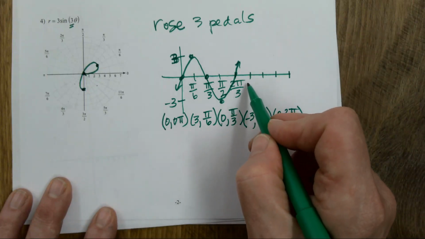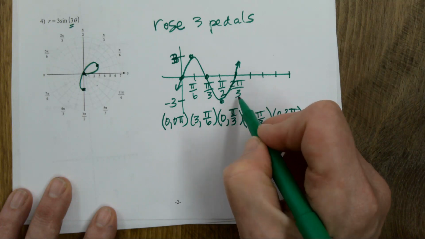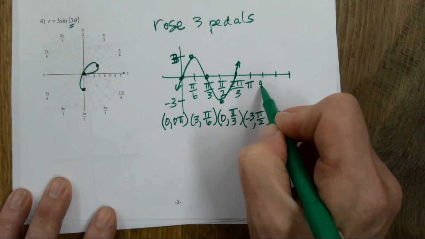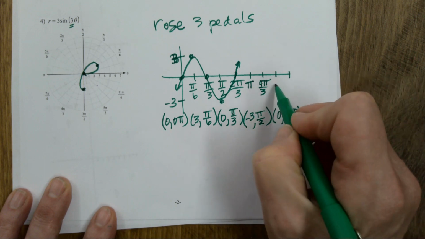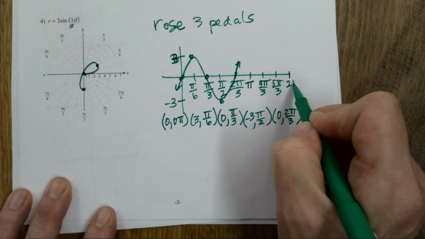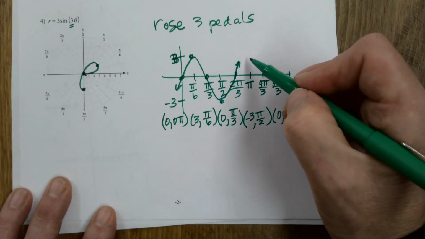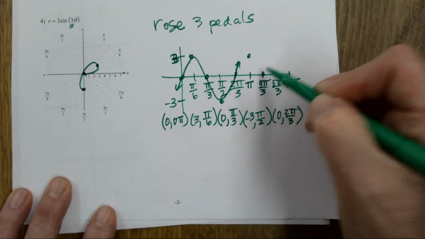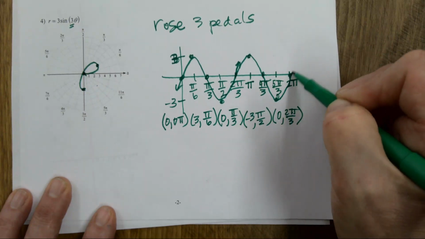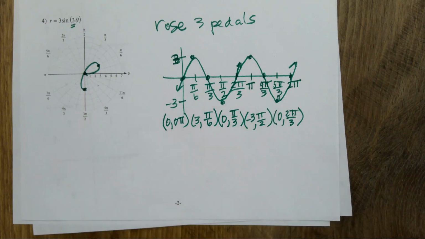And so this is going to be counting by pi over 3s. My next one is pi, 3 pi over 3, 4 pi over 3, 5 pi over 3, 6 pi over 3. Continue my graph. Continue my points.